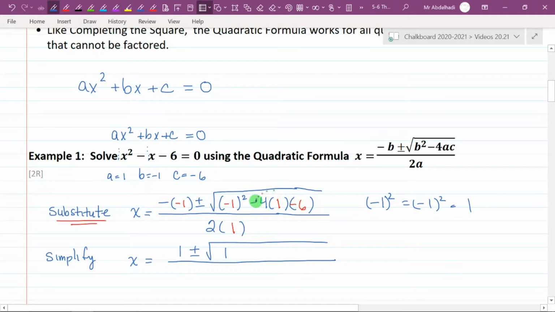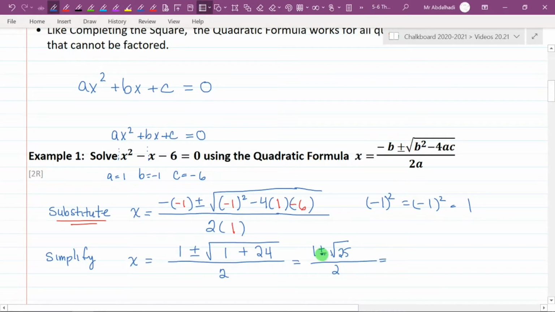The two negatives here will cancel out, giving you a plus, and 4 times 6 is 24. And on the bottom, you have 2 times 1. Are we done simplifying? No. Let's keep simplifying. So what else can we simplify? Well, 1 plus 24 is 25. So this becomes 1 plus or minus the square root of 25 over 2.